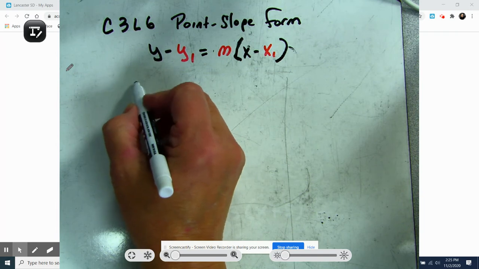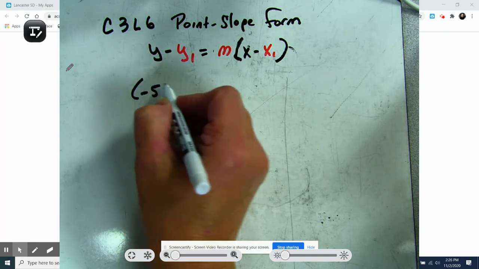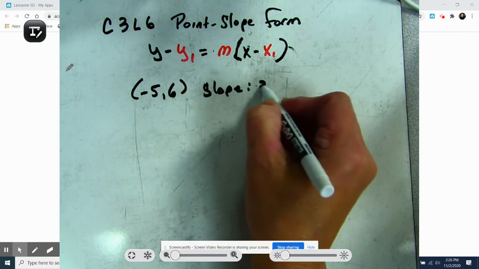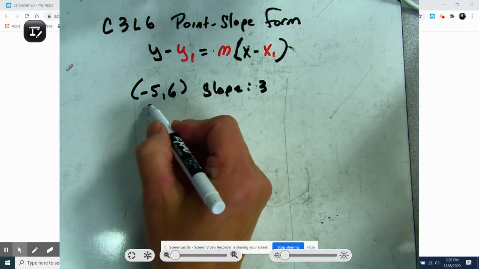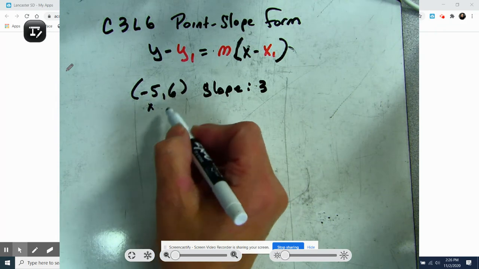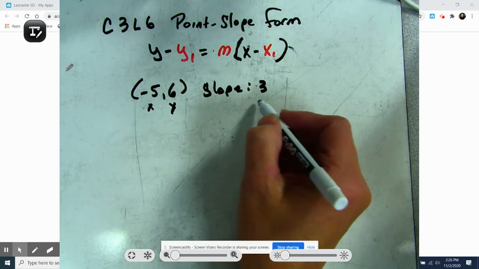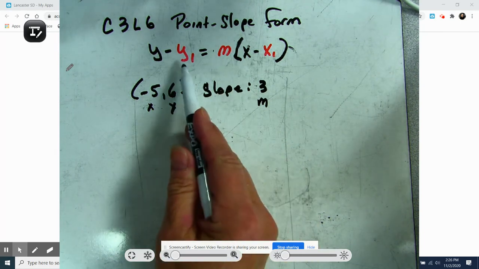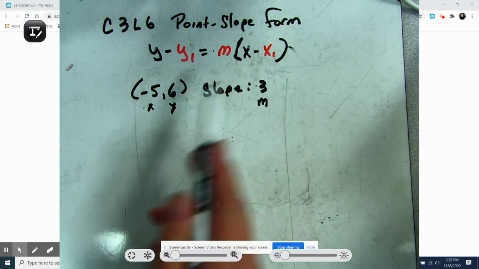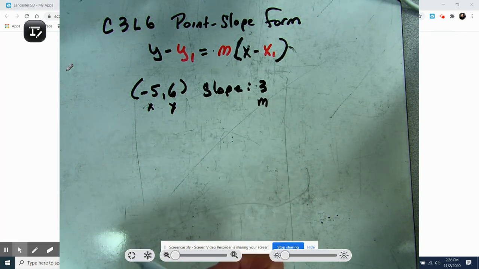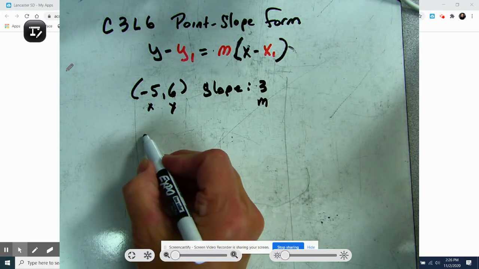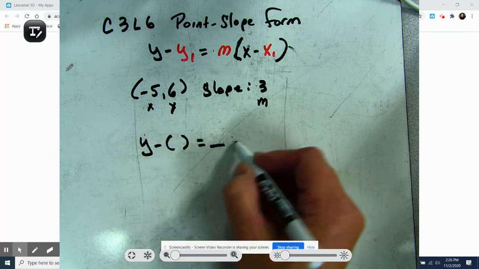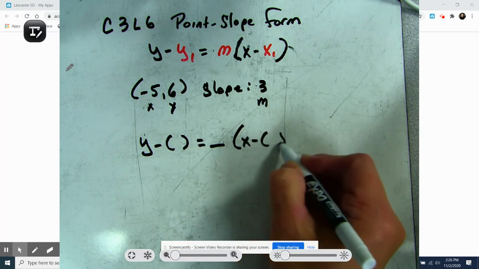So if I told you we had a line that passes through the point -5, 6 and has a slope of 3, you would remember that in an ordered pair, this is x and this is y, and slope is m. We're now going to take these numbers and replace y, m, and x with the numbers provided, and they have to go in the right place. So your template is going to be y minus y1 equals m times x minus x1.